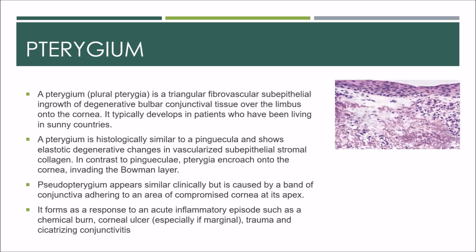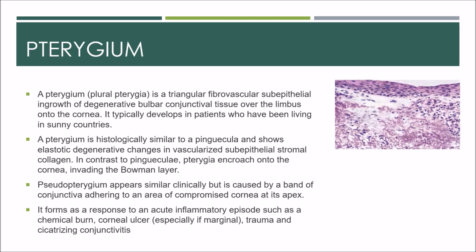A Pterygium, plural Pterygia, is a triangular fibrovascular subepithelial ingrowth of degenerative bulbar conjunctival tissue over the limbus onto the cornea. It typically develops in patients who have been living in sunny countries and, as with Pinguecula, may represent a response to UV exposure and to other factors such as chronic surface dryness. The condition tends to run in families. A Pterygium is histologically similar to Pinguecula and shows elastotic degeneration changes in vascularized subepithelial stromal collagen.